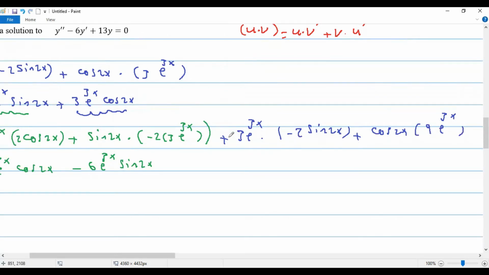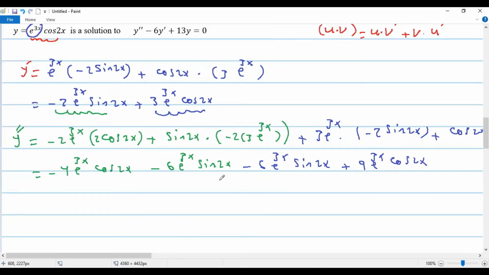So that is minus 6, 2 by 3, 6, e^(3x) sine 2x, and this 9, so it will be plus 9e^(3x). You have to write the number first, the e second, and then the cosine 2x. Now look at this one. This is the y double prime.